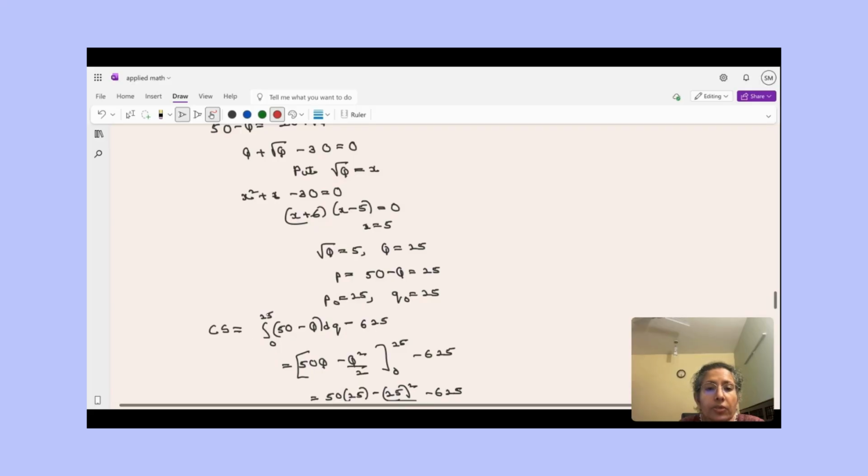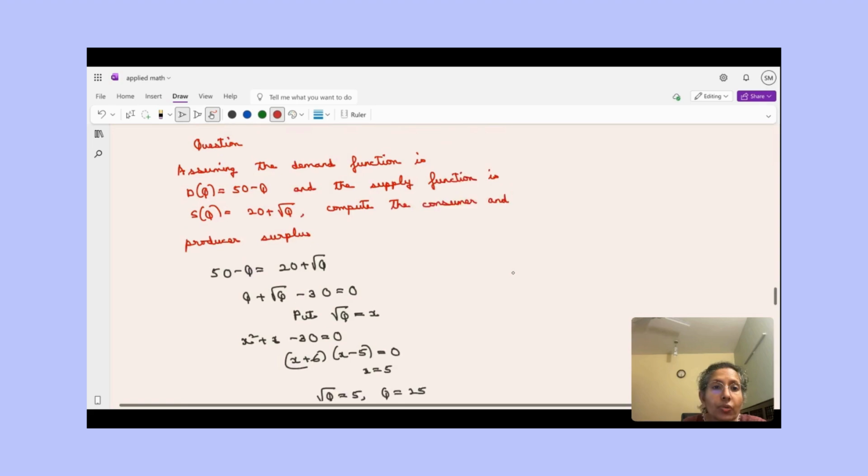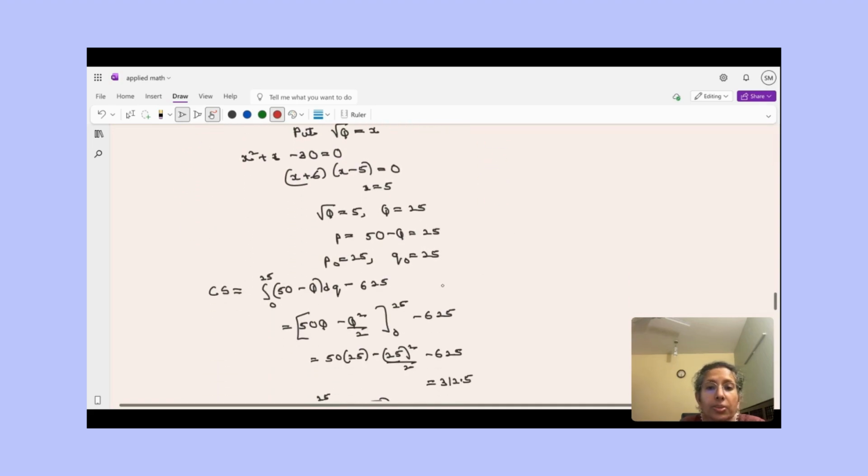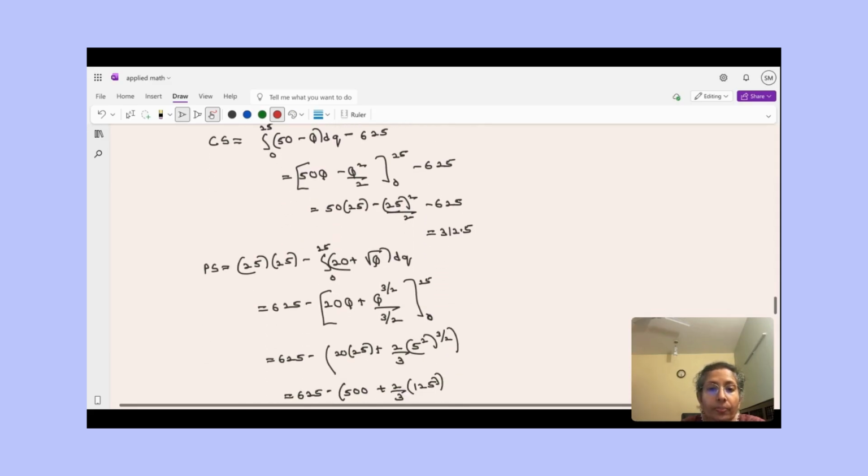Consumer surplus is given by integral 0 to Q naught of D(q) dq, that is integral of 50 minus q dq, minus P naught Q naught, which is 625. That is 50q minus q squared by 2 within the limit 0 to 25, minus 625. Simplifying, you get it as 312.5.